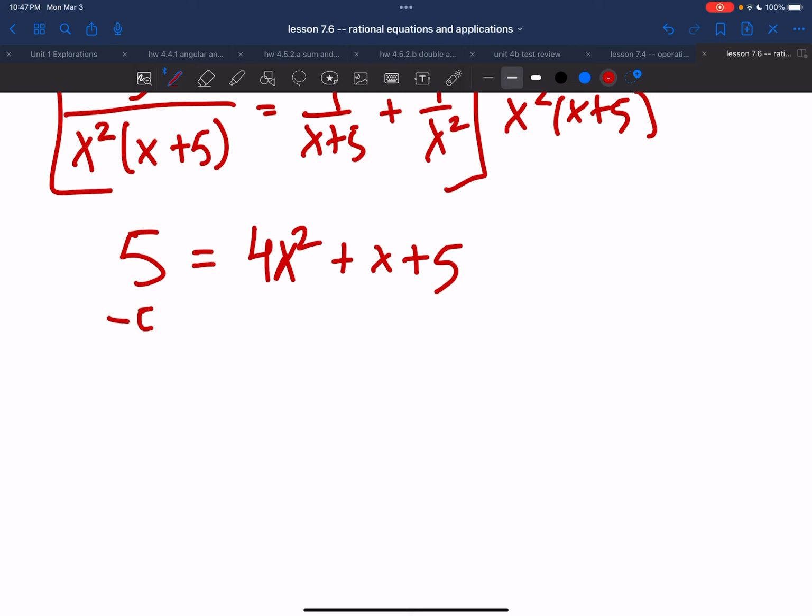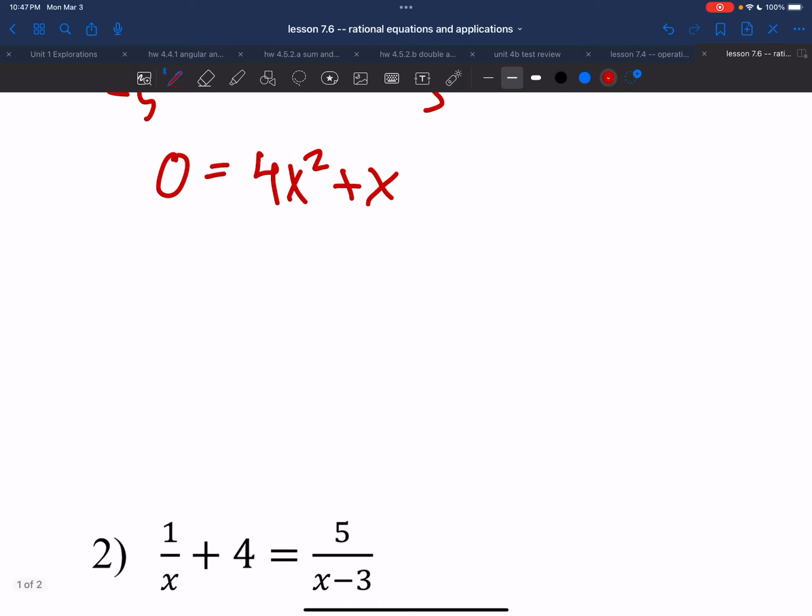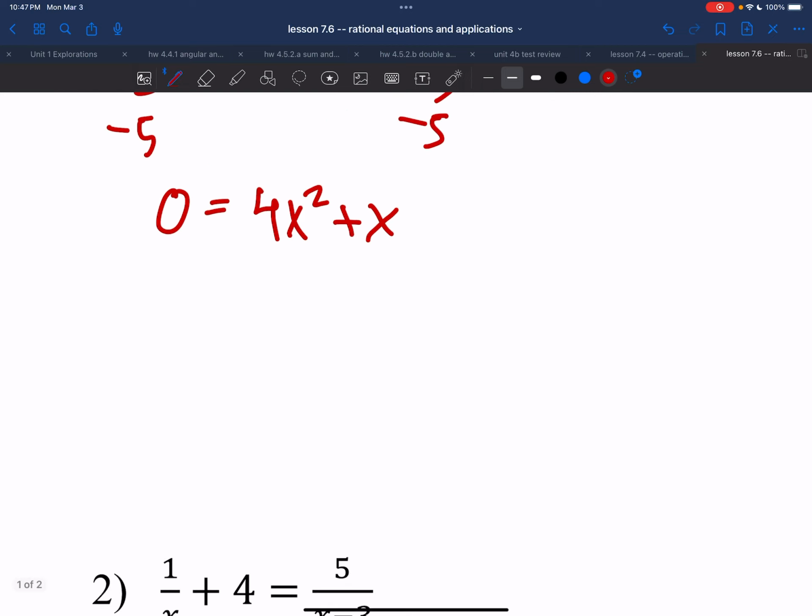So I'm going to minus 5 from both sides, getting me 0 equals 4x squared plus x. And remember, when working with quadratics, the primary technique of solving is factoring. If it's factorable, you should do that when it's equal to 0. If it's not factorable, use the quadratic formula. Yeah? So 0 equals 4x squared plus x.